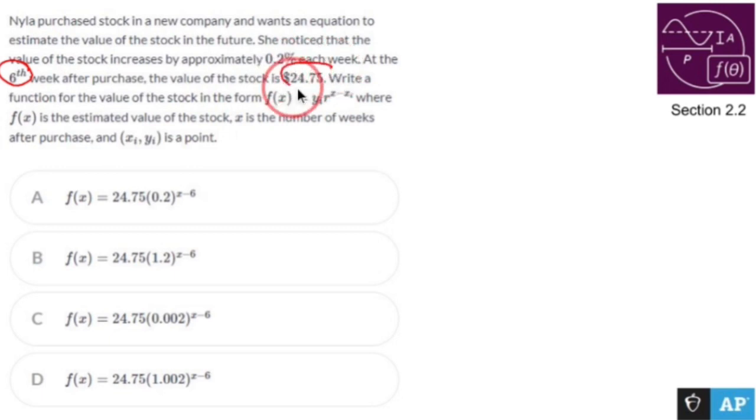6, 24.75. So let's do that. 6, 24.75. Okay, that's the x sub 1, y sub 1 that they want me to use.